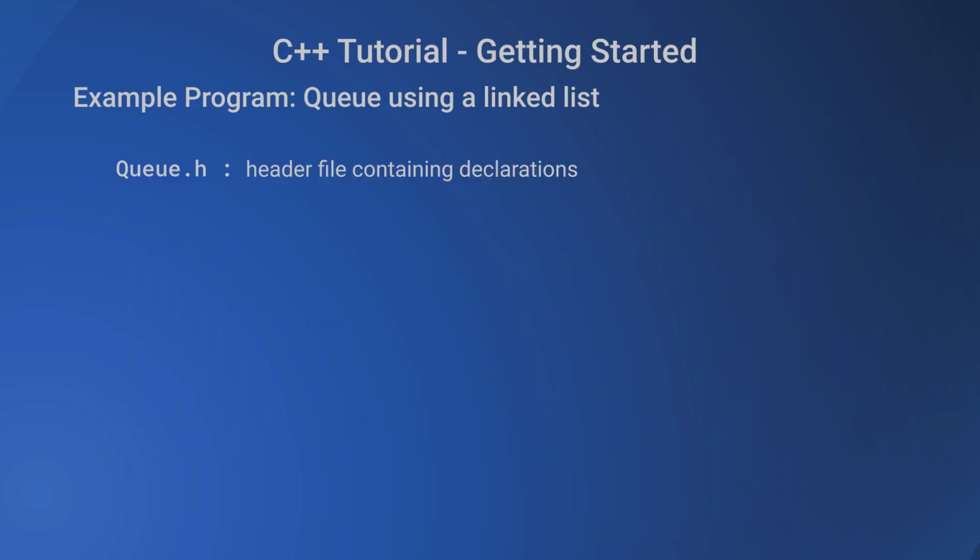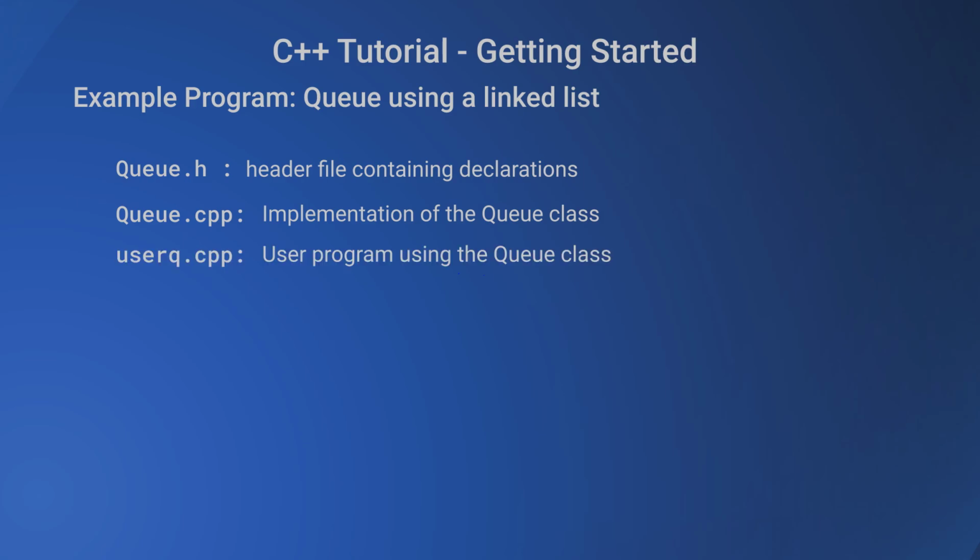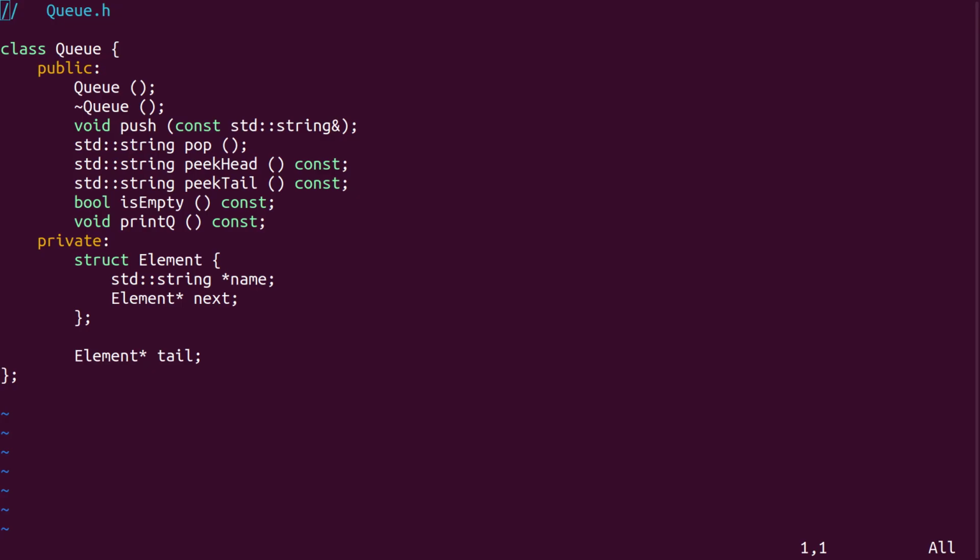The code for the example program is organized in three files. First, there is queue.h, which contains the declarations of the queue. Any program that wants to use our queue has to include queue.h. Then there is queue.cpp, which contains the class implementation of the queue. And then there is the user program userqueue.cpp, which uses the queue, and the source files.